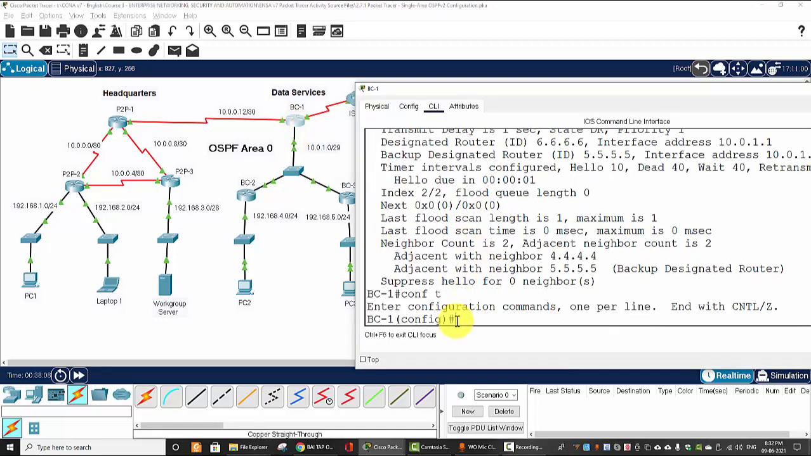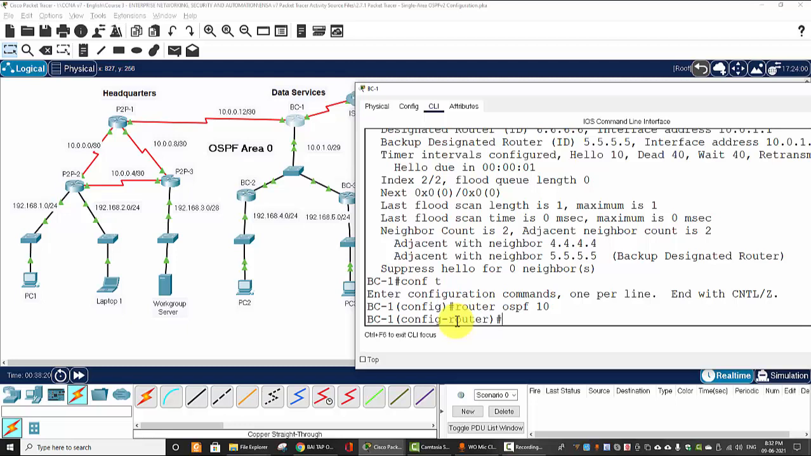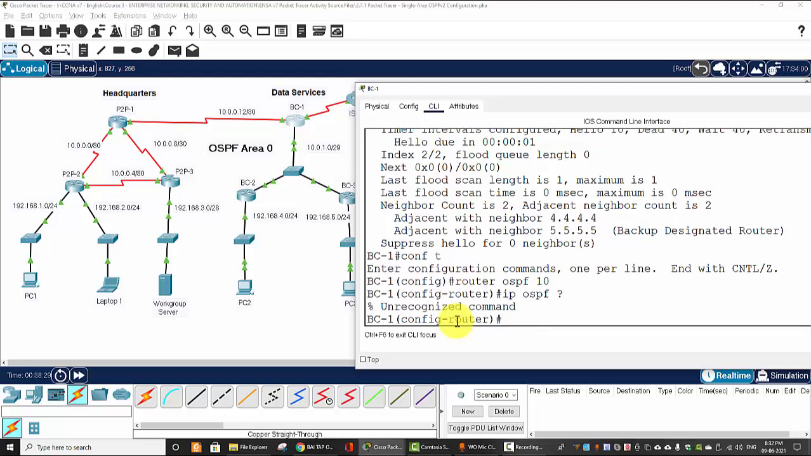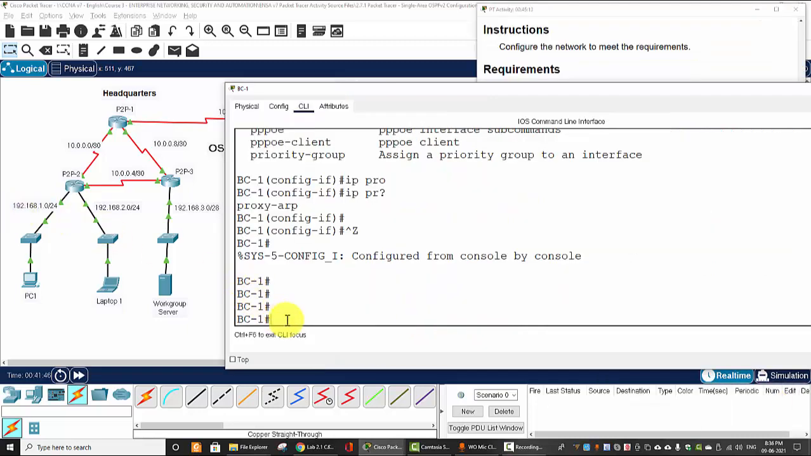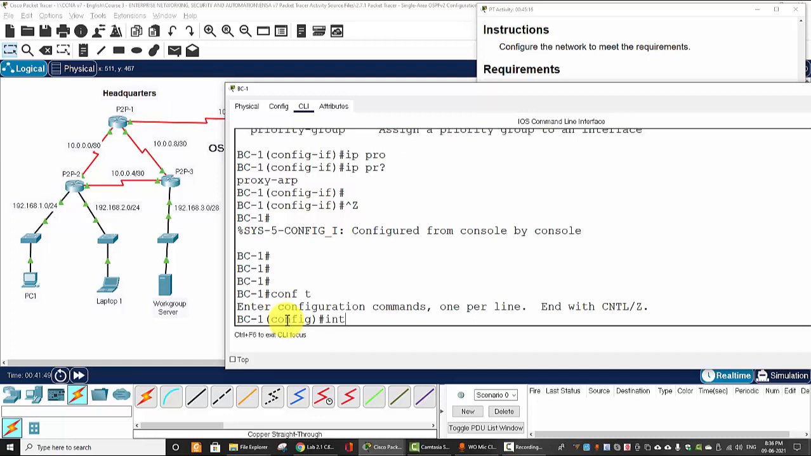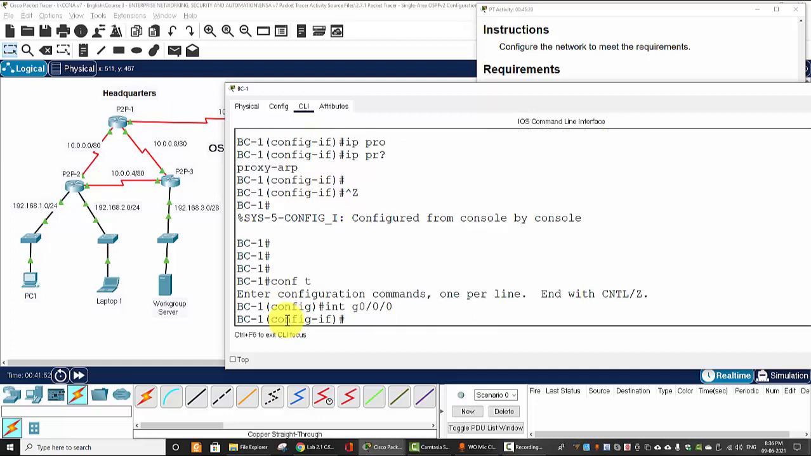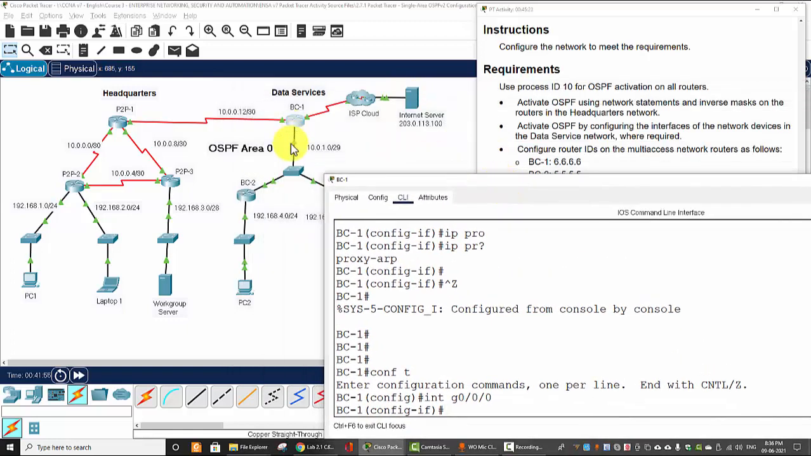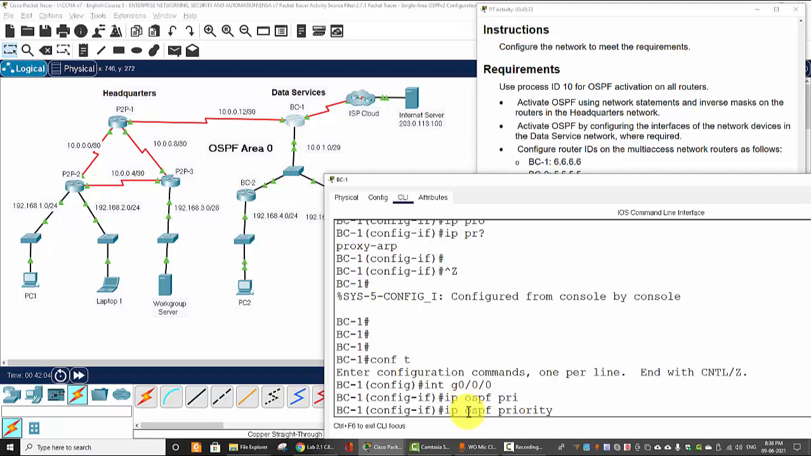Okay, we will enter the configuration mode and the interface gigabit 0/0/0 on BC1, this interface, and then we enter IP OSPF priority 2.